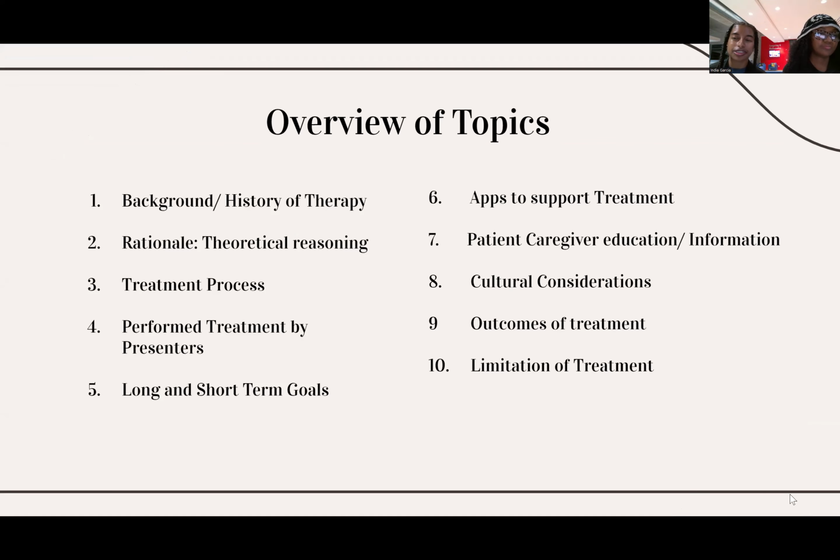So this is the overview of the topics. We have first the background and history of the therapy. Second is the rationale or the theoretical reasoning. We have the treatment process. Then after that, we'll have a performance of the treatment by us, the presenters. Then we'll have the long and short-term goals. Then we'll have the apps to support treatment. Number 7 is the patient caregiver information and also the education part. Then we have the cultural considerations. Next, we have the outcomes of treatment, and then we'll have the limitation of treatment.